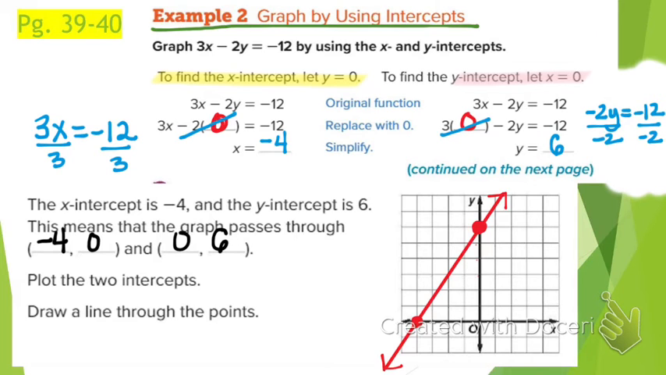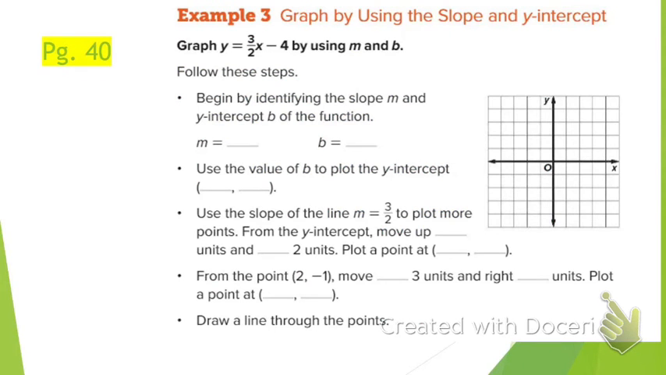And the last method, example 3, is using slope-intercept form, which is y equals mx plus b. So y equals mx plus b is slope-intercept form. m is always the number in front of x, and b is the number that doesn't have an x. So the first thing you want to do is identify your slope and y-intercept.